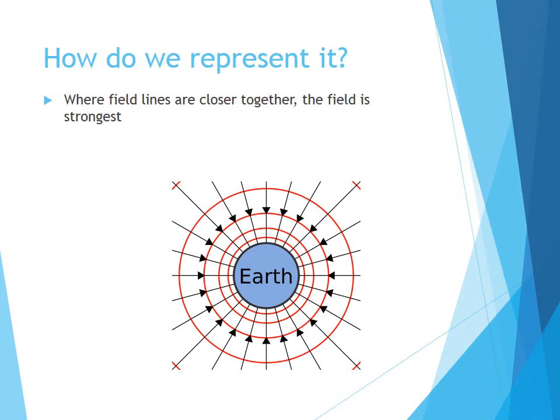Where the field lines are closer together, that's how you can tell the field is strongest. You'll notice that they get closer together as they get closer to the center of the Earth. For each of the red circles, along any given circle, the acceleration due to gravity or the force due to gravity on an object placed there would be the same at any point on that circle. The direction is different, but the magnitude is the same.